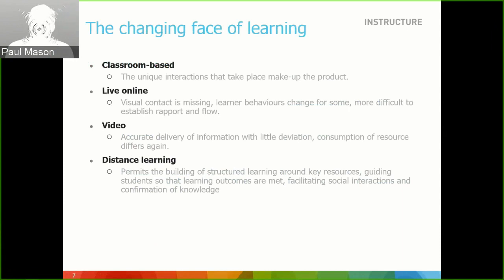Okay, so the title of this slide is The Changing Face of Learning. These are just four delivery methods of training that we do as a company. Obviously, there are many others that are not included here. If we start with classroom-based, classroom-based training is what Wray Castle have done traditionally. We've always said that with classroom training, the product is what happens in the classroom, the unique interactions between the trainer and the people in the classroom, and how it is customized to their situation. So that's the product of classroom training.